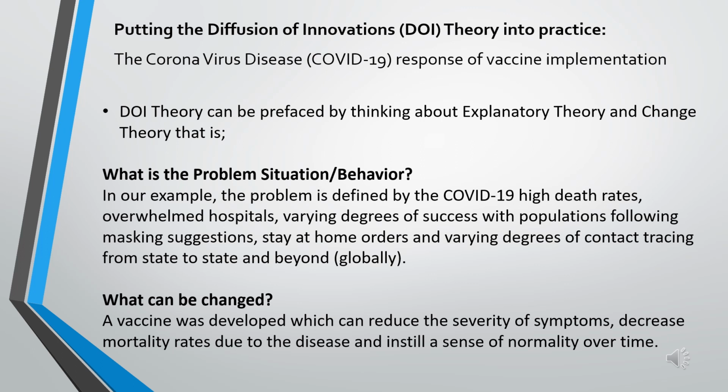Diffusion of innovation theory can be prefaced by thinking about explanatory theory and change theory. We need to ask, what is the problem, situation, or behavior? In our example, the problem is defined by the COVID death rates, overwhelmed hospitals, and varying degrees of success within populations following masking suggestions, stay-at-home orders, and also varying degrees of contact tracing from state to state and beyond. And the second question is, what can be changed? So the vaccine was developed, which could reduce the severity of symptoms, decrease mortality rates, and instill a sense of normality over time.